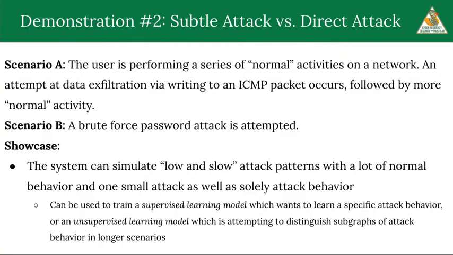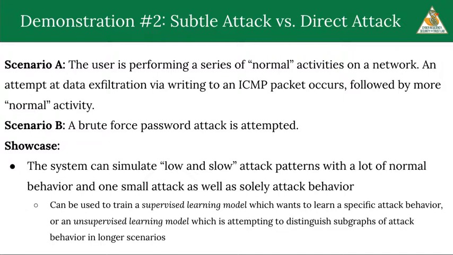Second attack in Flurry, we want to show the difference between a subtle attack that happens in a low and slow pattern versus a direct attack that is very concentrated. So in the first scenario, we're going to be looking at the user performing a series of normal activities on a network, and then we're going to show an attempt at data exfiltration via writing to an ICMP packet, followed by more normal activity. So you can imagine this is a long-flowing normal system execution. There's a small attack, and there's more normal activity.